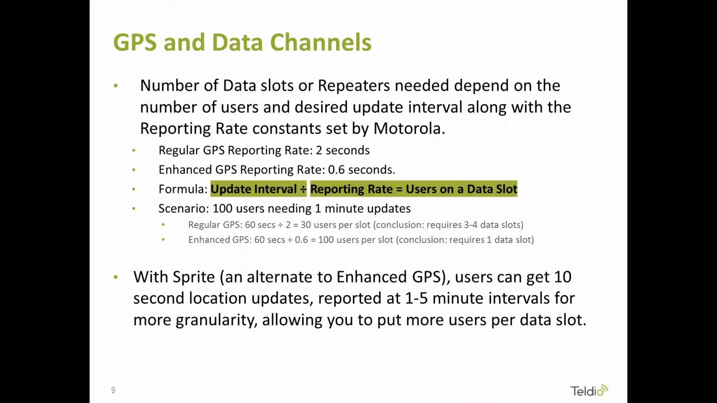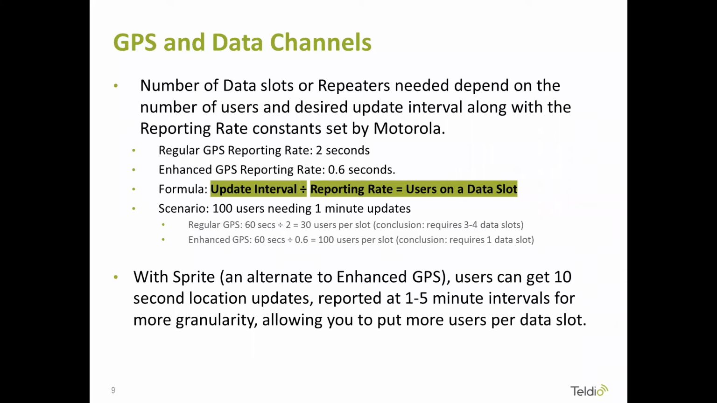And this is again from the System Planner. You look at the reporting rate and the update interval. The update interval divided by the reporting rate equals the users on a data slot. I actually made a handy spreadsheet cheat sheet so I can plug everything in by the number of users and the number of slots, and then we can figure out what your update interval will be. You can see an easy one down there.